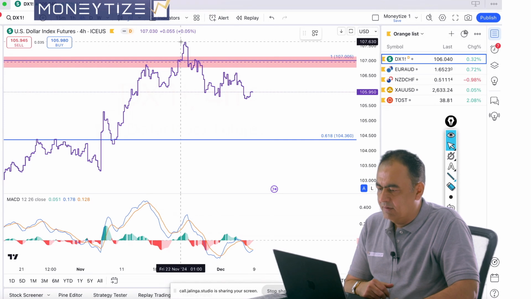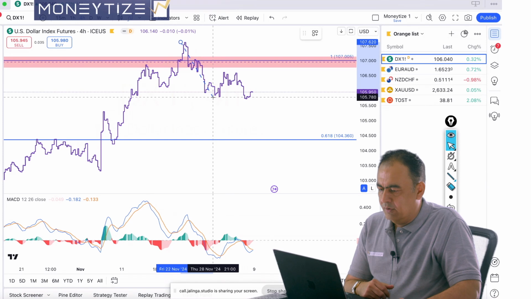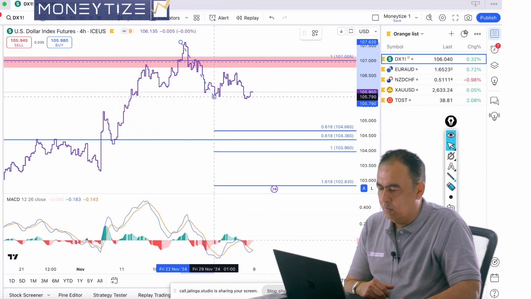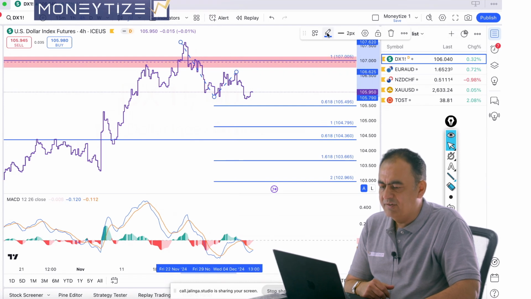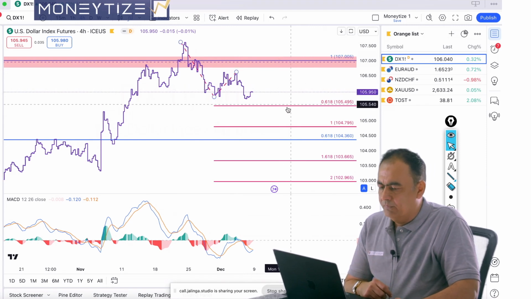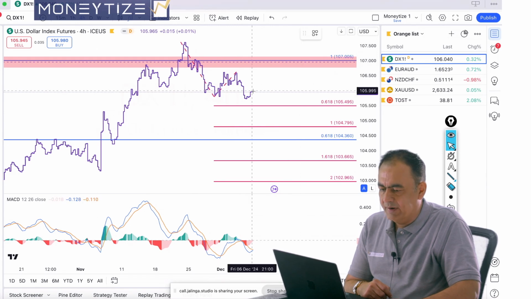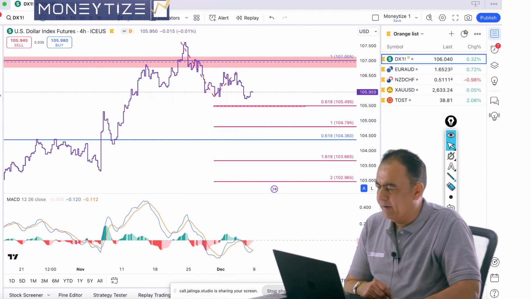I'll start from the highest, that's point A. I'll connect to point B, the low point, and the lower high, that's point C here. Let's mark it red. Based on the bearish fib extension, the first target is 105.49, followed by 104.79. That's fib extension 100%.